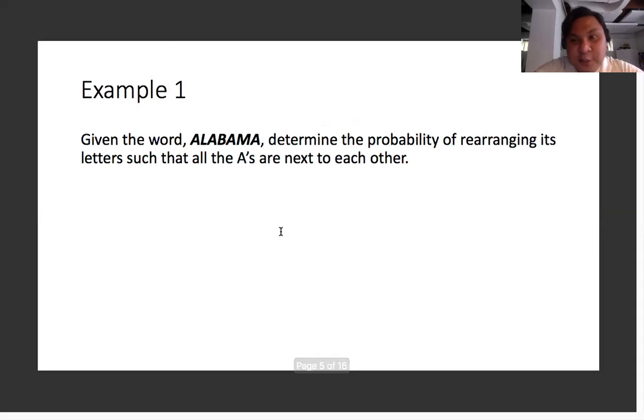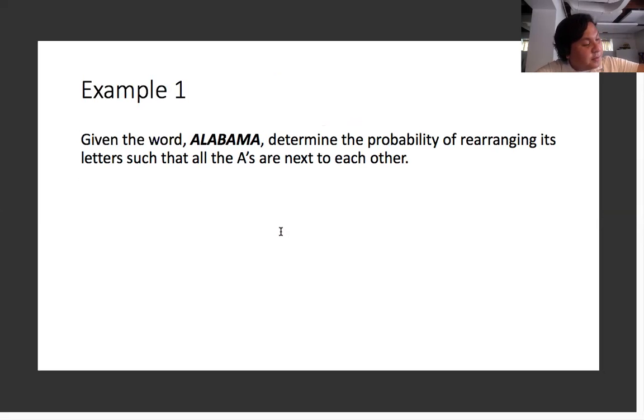All right, so the first example is: given the word Alabama, determine the probability of rearranging its letters such that all the A's are next to each other. So we're supposed to determine the probability that when you rearrange all the letters here, the A's will be next to each other.